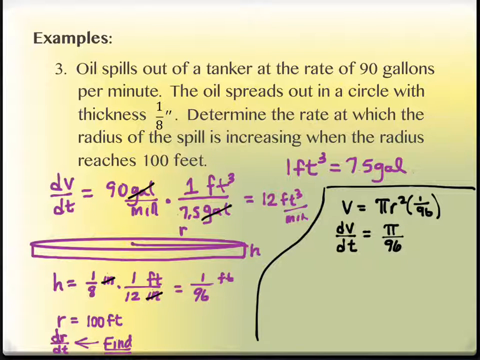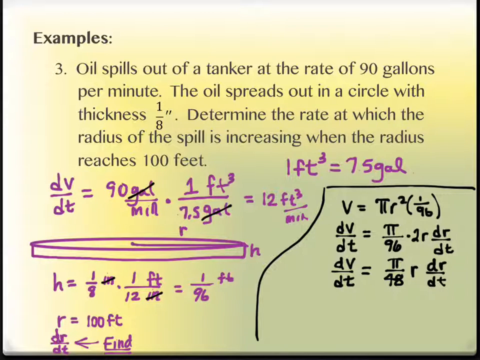What's the derivative of r squared? 2r, and then what? dr/dt, because that rate is changing with respect to time. All right, so this is now pi over 48 r dr/dt. Okay, so that's the cleaned up version, if you will. And now we have some values that we can put in.